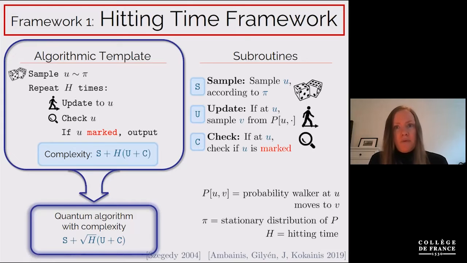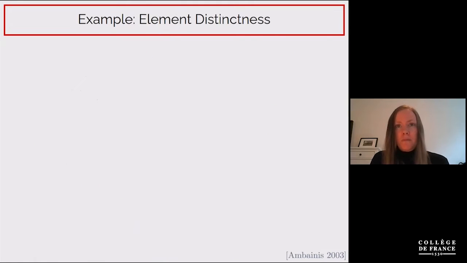So let's look at an example of an application. The problem we're going to solve is element distinctness. And in this problem, the input is a list of integers, and we want to find 2 of them that are the same.